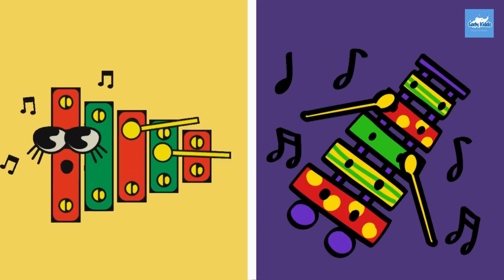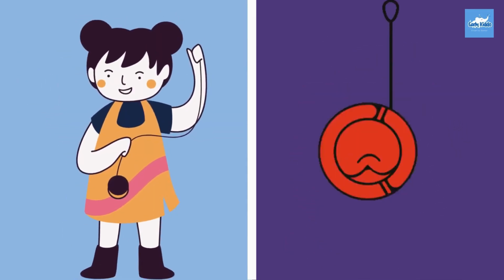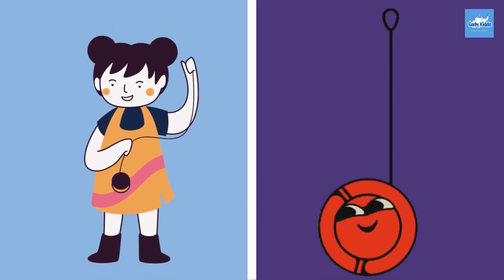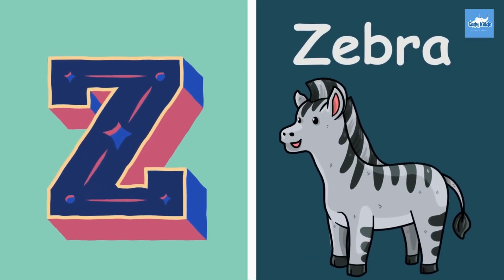Xylophone. Xylophone. X, xylophone. Y is for yo-yo. Yo-yo. Y, yo-yo. Z is for zebra.